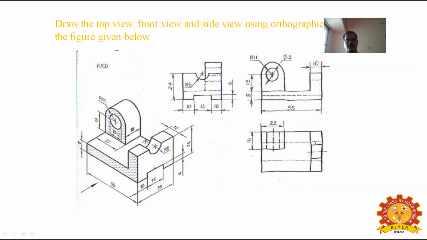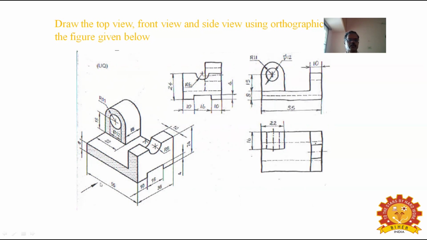At the bottom you have a slot, but the slot is invisible when viewed from the top. Therefore, you have to draw hidden lines. How to draw the hidden lines? From one end it is given as 10 mm, and the total width is given as 16. Mark 10 mm from one end, and mark another 16 mm. Then draw two horizontal lines and convert them into hidden lines. So this is how you have to draw the top view.